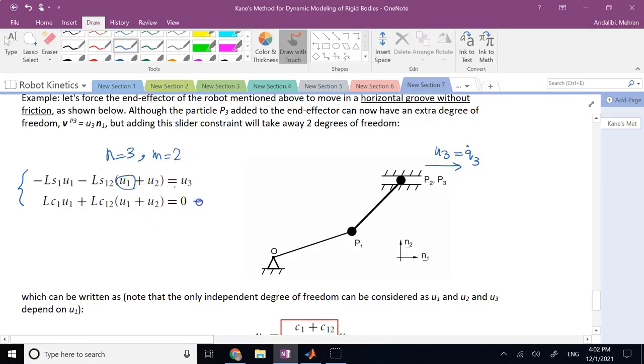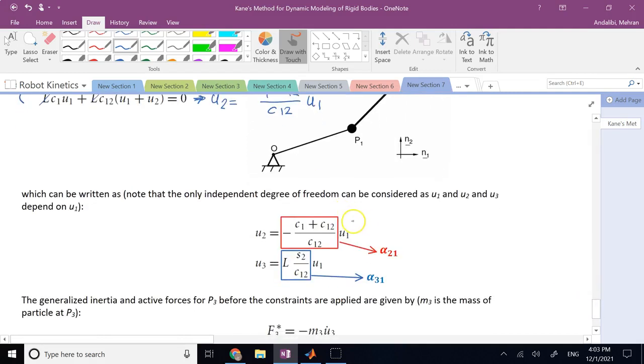Well, from the bottom one, it's very easy to see that L C1 U1 plus L C12 U1 is L C12 U2. So U2 can be written as, basically, if you eliminate the L's, this is going to be negative C1 minus C12 divided by C12, the whole thing times U1, right? And that's what you can see down here.